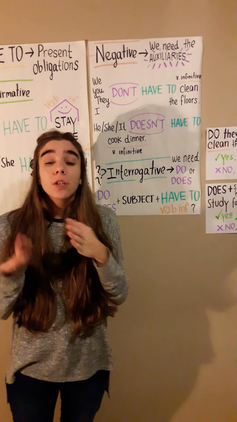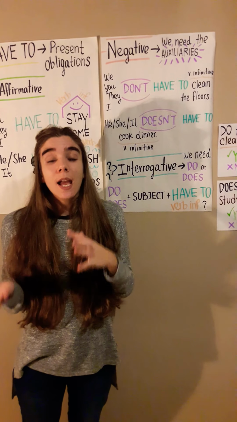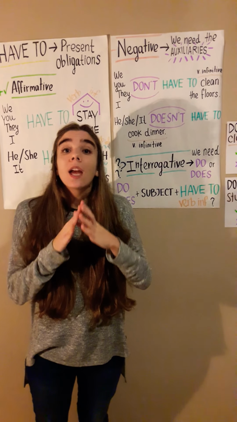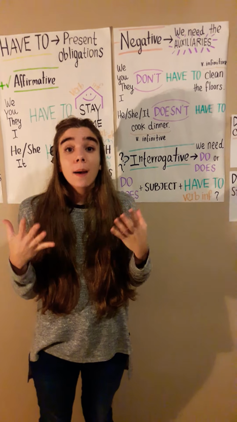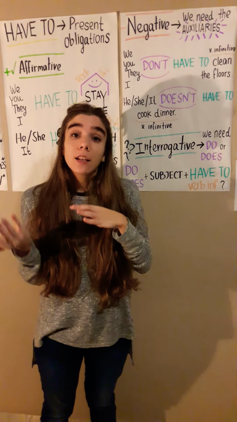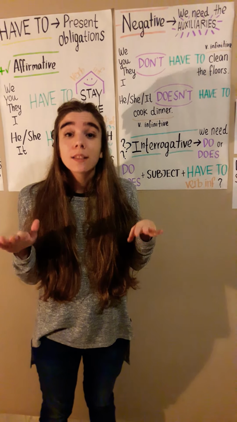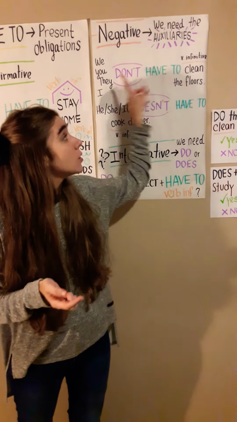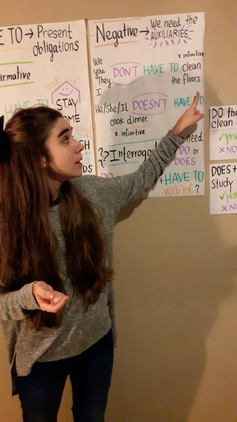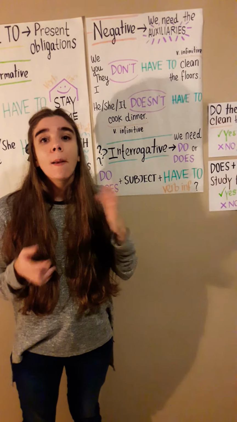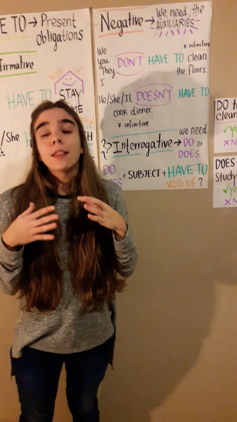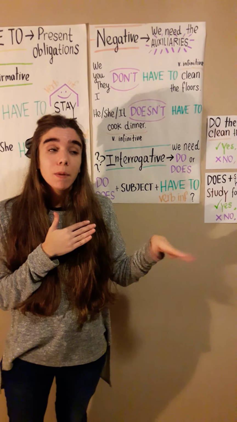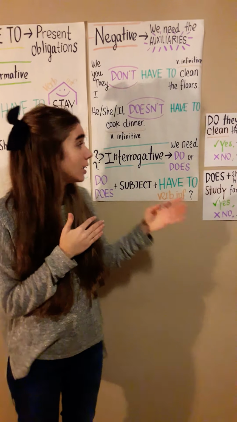Something important about have to in the negative, when we say don't have to or doesn't have to, no significa que no es obligatorio o que está prohibido, sino que el significado negativo va a ser no es necesario. So, you don't have to clean the floors. No es necesario que limpies los pisos. You have to clean the furniture, ¿ok? Tenés que limpiar los muebles. No es necesario que limpies el piso, tenés que limpiar o debes limpiar los muebles.